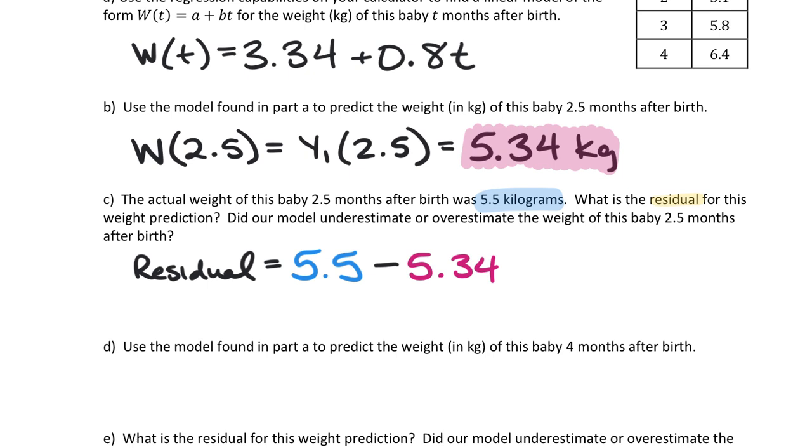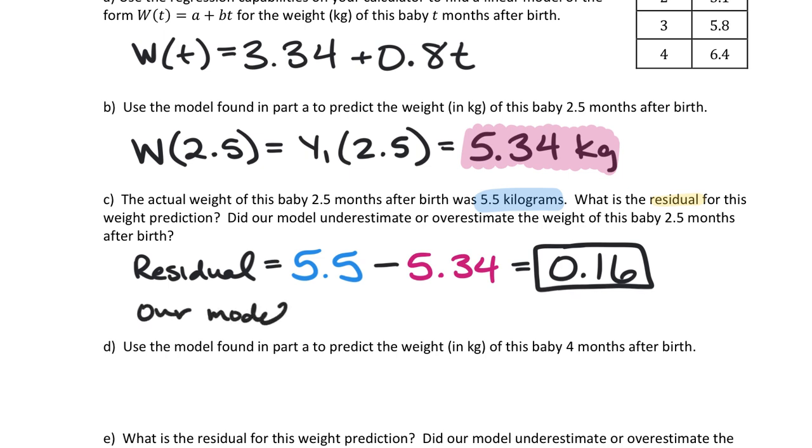So at 2.5 months, we weighed the baby. They were 5.5 kilograms, but we had predicted 5.34 using our formula, which means that our residual here is 0.16. That's the residual value. That's the error in our model. Now, did our model, the pink number, over or underestimate the weight of the baby? So our model, we're going to write a little sentence, our model underestimated the weight. Cool. Underestimated.